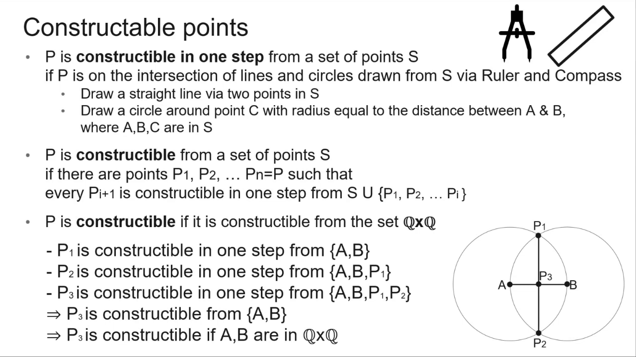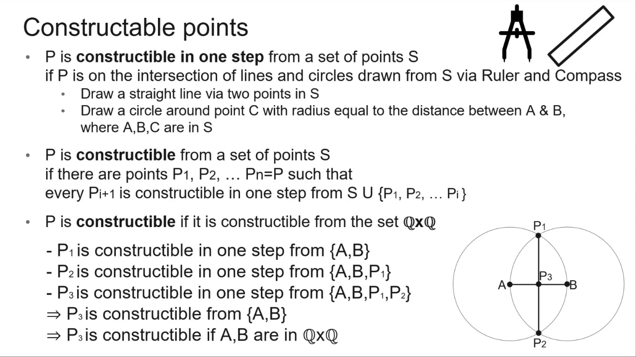Okay, so an example again. I think we saw this geometric construction before. If the set S is the points A and B, then P1 is considered constructible in one step from A and B, because you can put all these circles and lines that you see here, and then you can take P1 as the intersection of the two circles. So P1 is constructible in one step just from A and B, even though we drew many circles and lines just to get there.